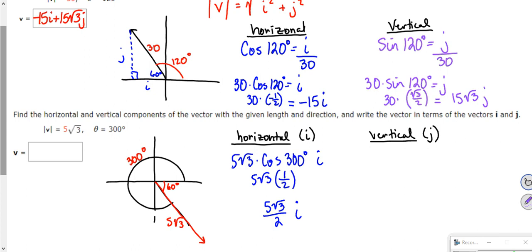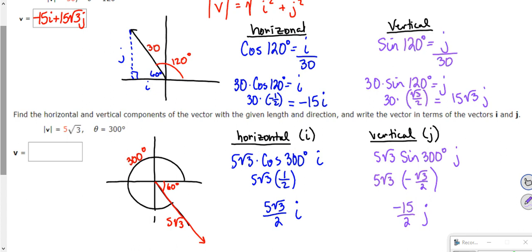For our vertical part, it is 5 root 3 times sine of 300, and that's our j part. We do sine of 300, that's where we're going to get the negative root 3 over 2, because sine, remember, is negative in the fourth quadrant. So negative root 3 over 2. This is going to give me, remember, root 3 times root 3 is just 3, negative 15 halves j. Everybody okay with that?